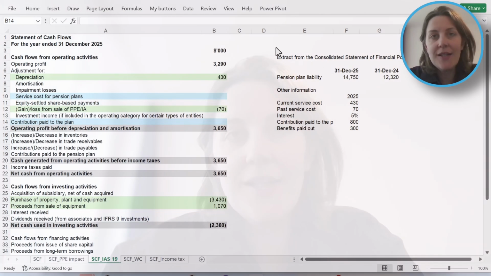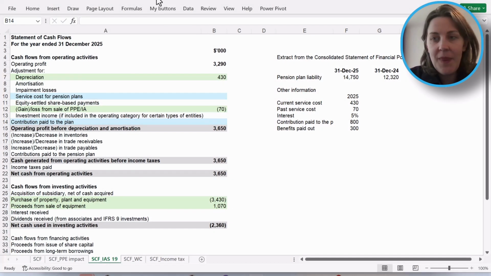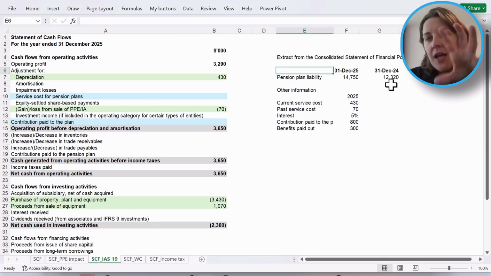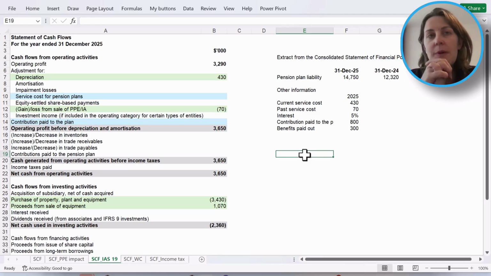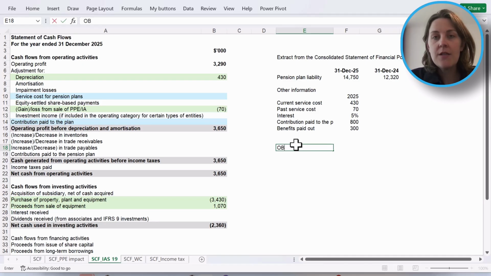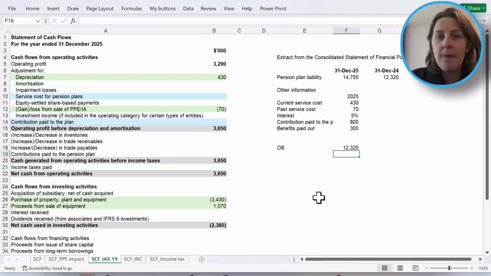IAS 19 employee benefits are tested quite frequently in conjunction with the statement of cash flow. So let's have a look at what we need to pay attention to. To begin with, we are going to look at the opening balance and the closing balance, because these are going to be the opening and ending part of our rollforward. Our opening balance is 12,320 and closing balance is 14,750.